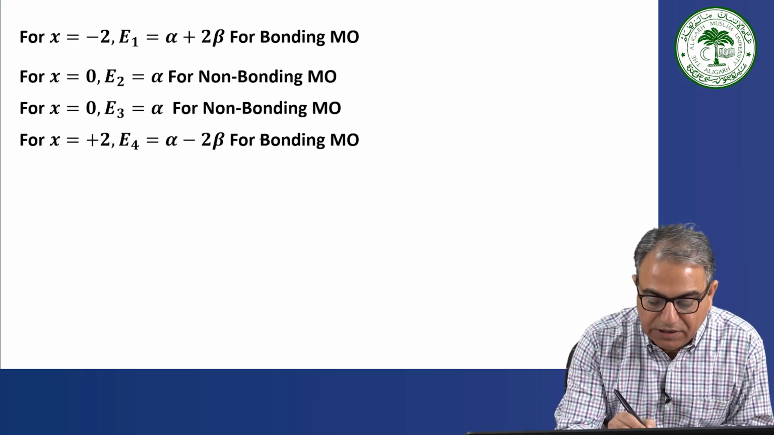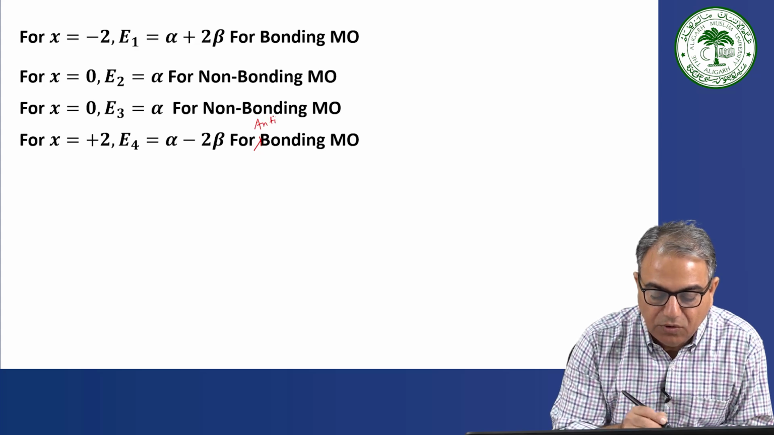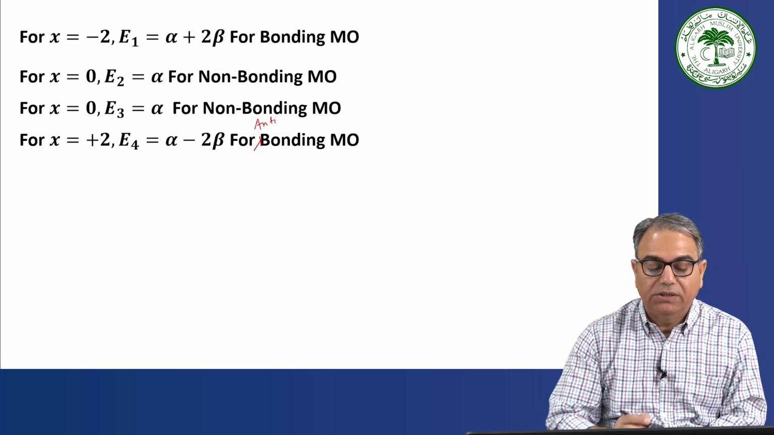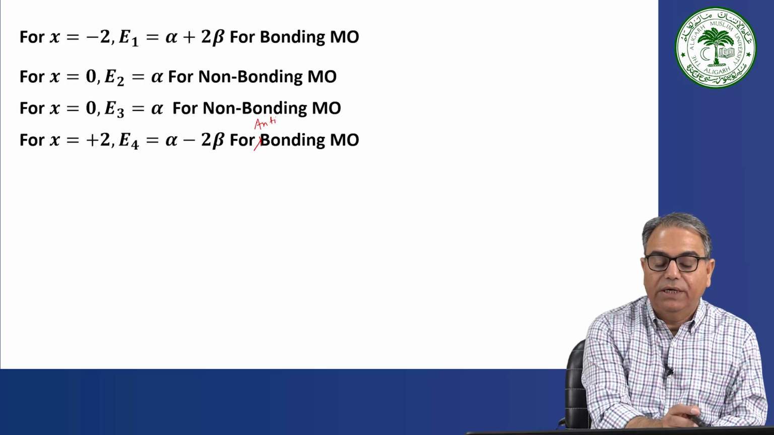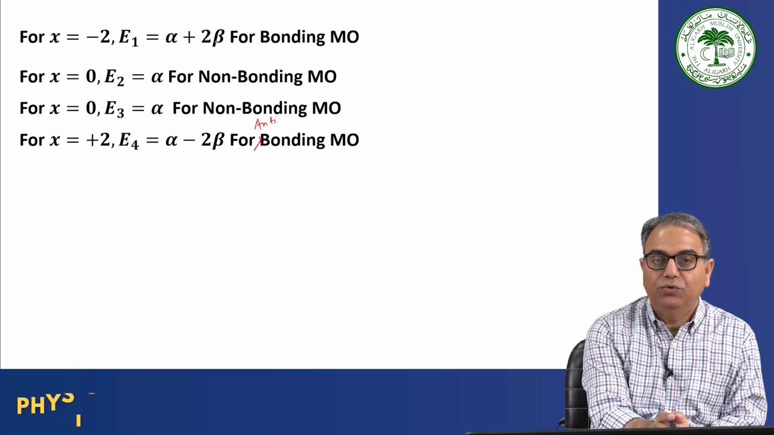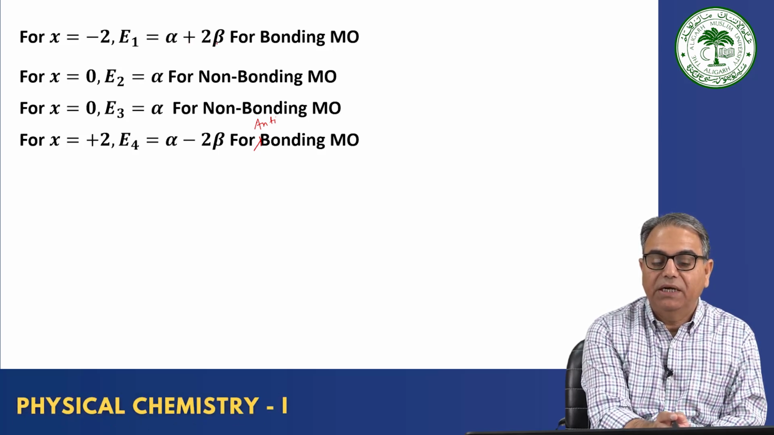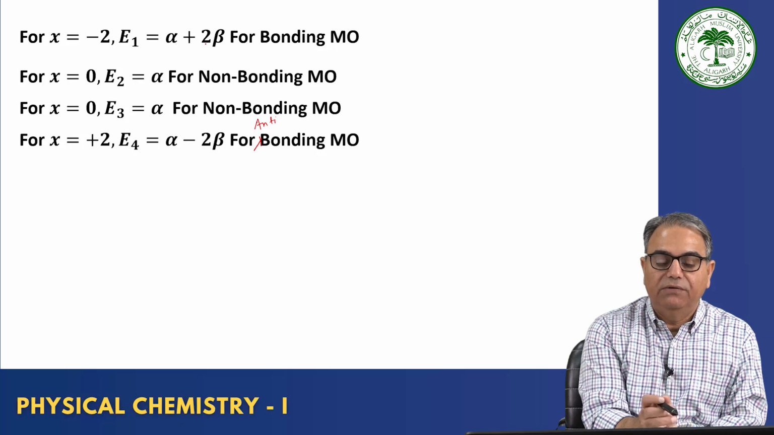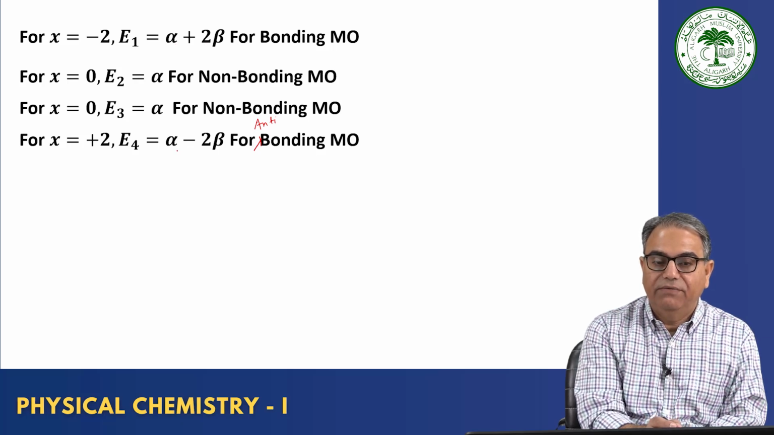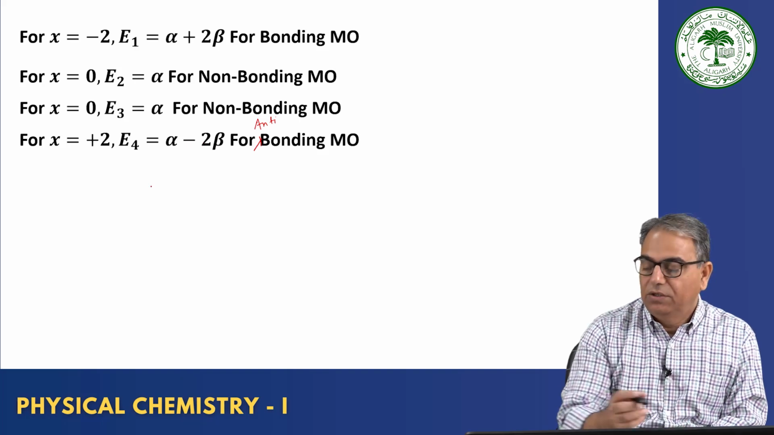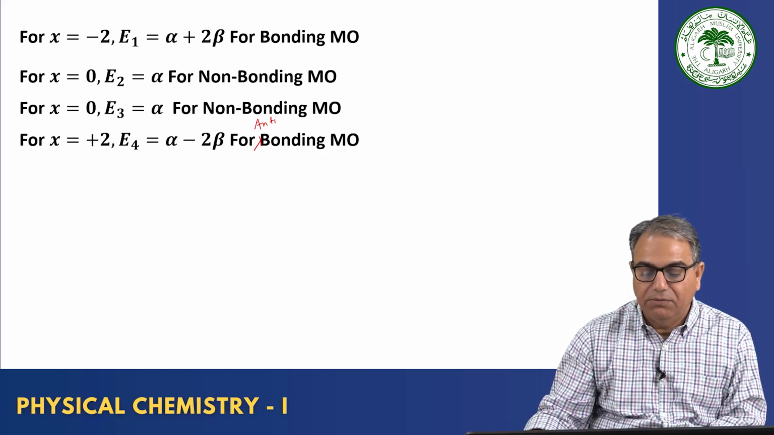This is a mistake, so you just make a correction: anti-bonding molecular orbital. Obviously, you look at this value, alpha plus 2 beta, and both alpha and beta are negative, so this will be more negative. But in alpha minus 2 beta, one of the terms will become positive, because beta is negative and this has a negative sign, so one of the terms will become positive. So it will be the anti-bonding molecular orbital.